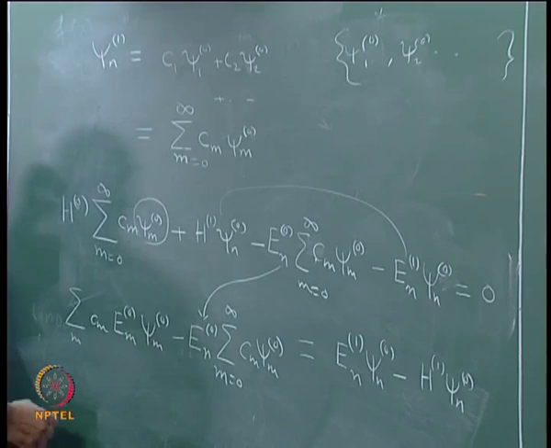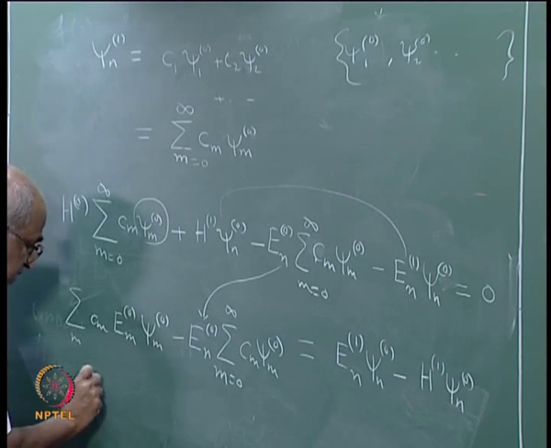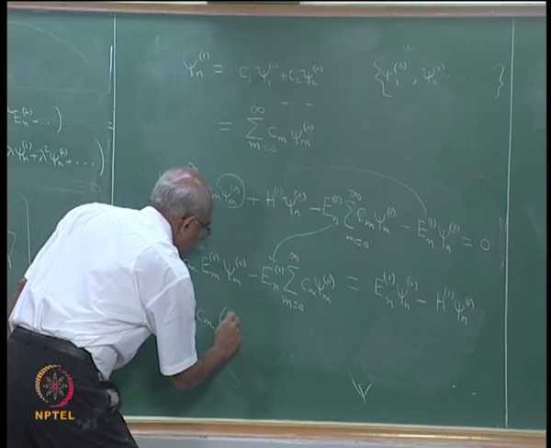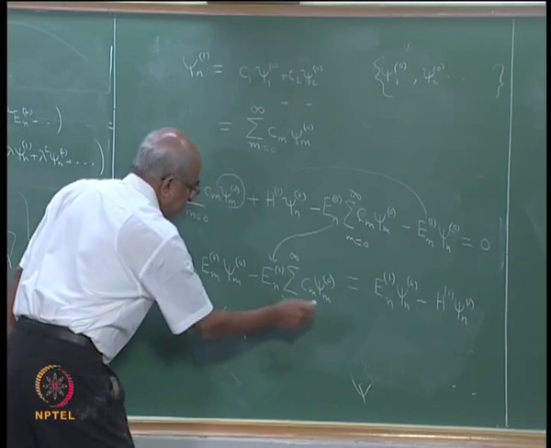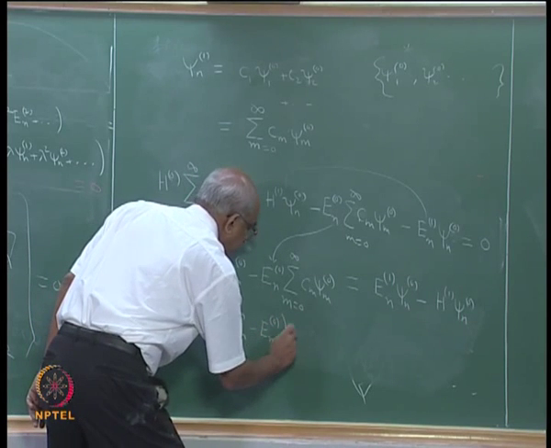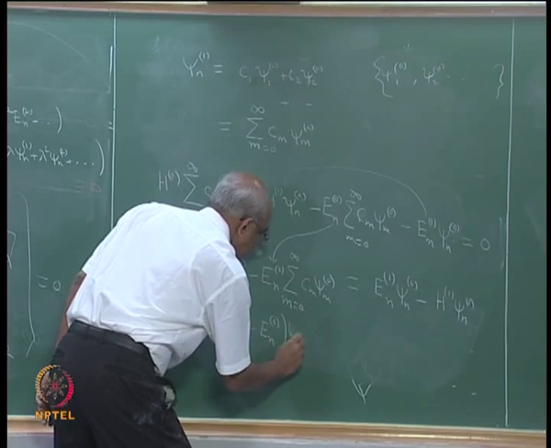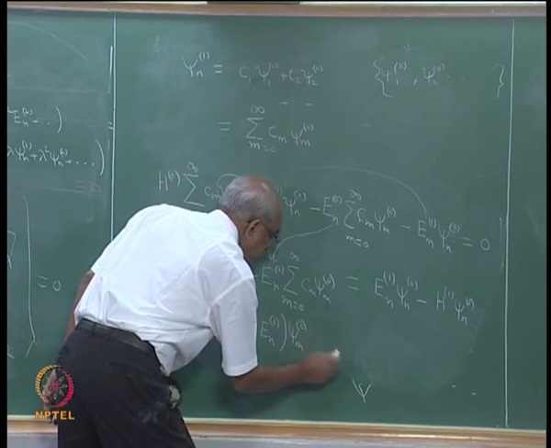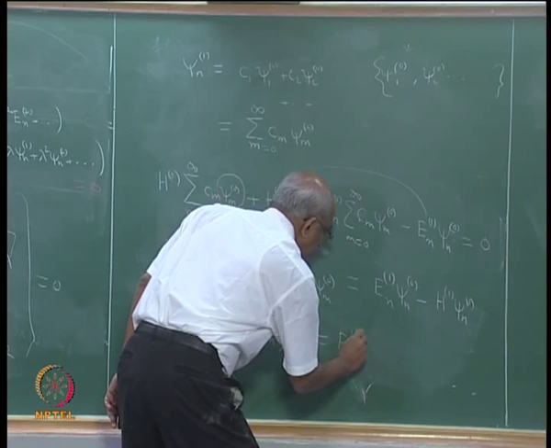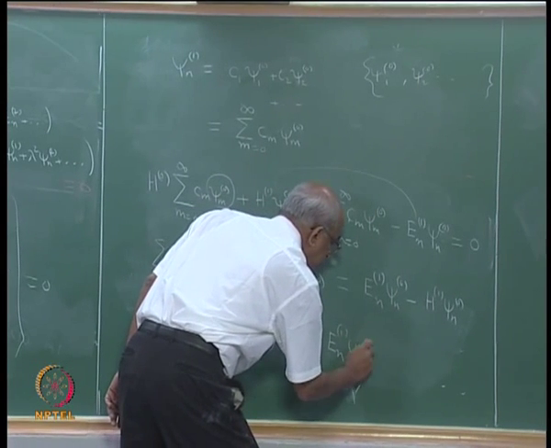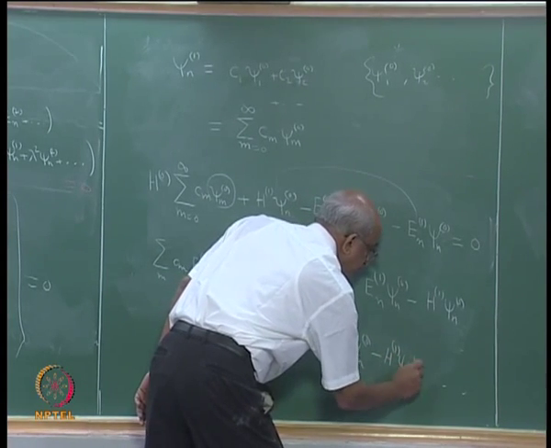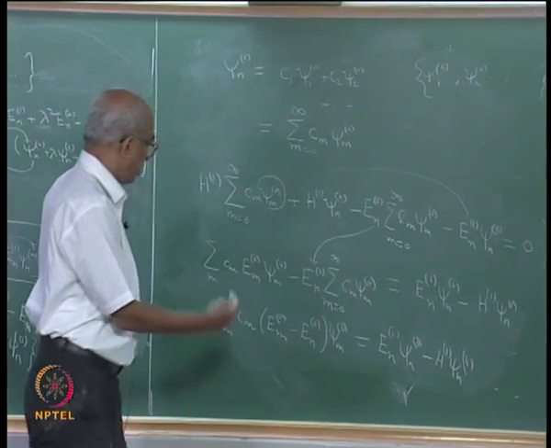I mean, it is obvious that I can combine these two. So, what will I do? I will write this as sigma m C m E m 0, because you see the terms are actually rather similar. This is all that will happen.